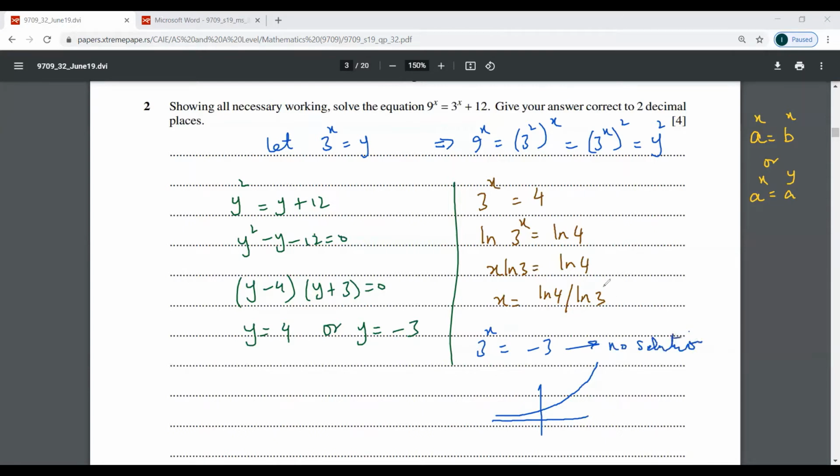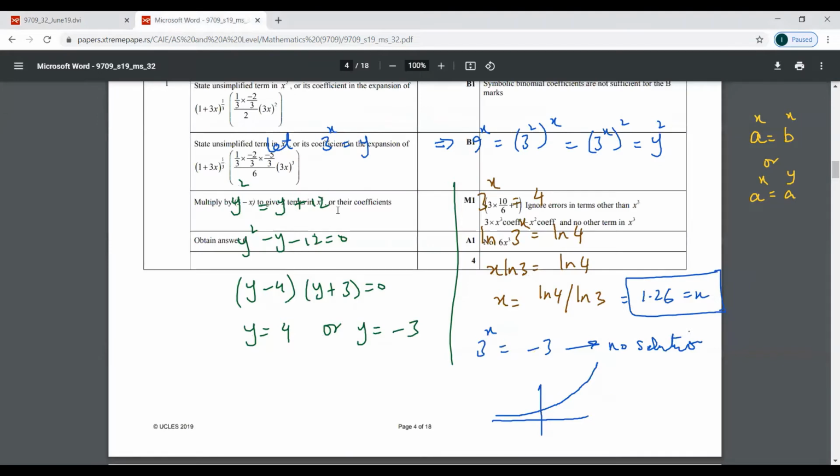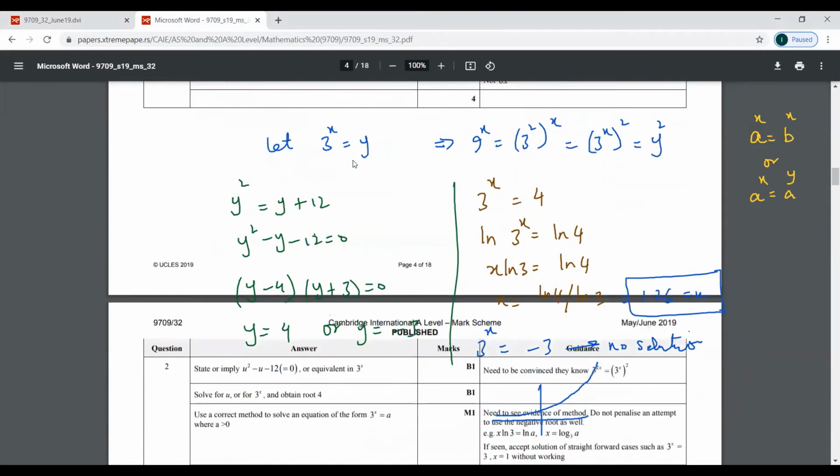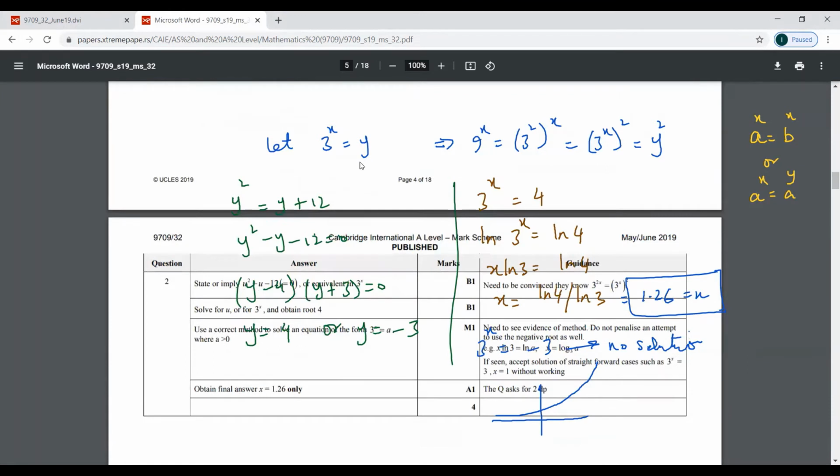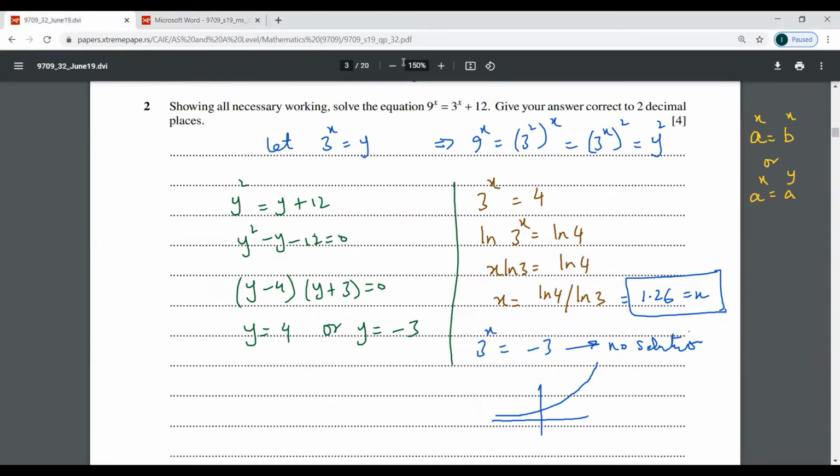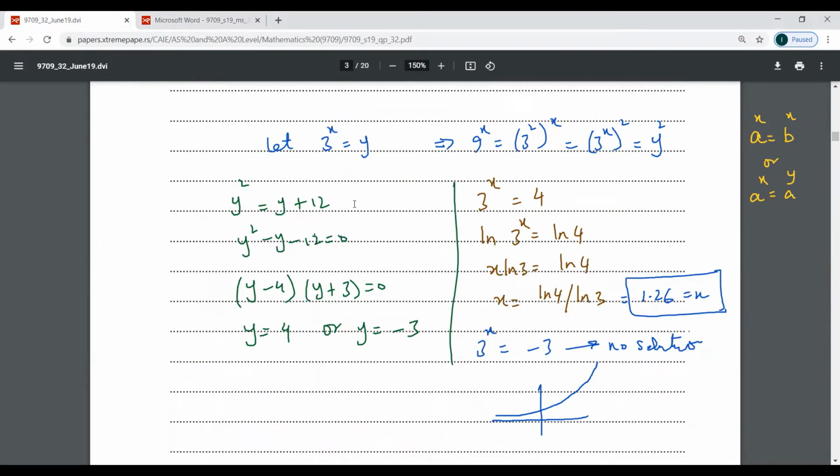So you only have one value. What is this ln 4 by ln 3? It is 1.26. So this is the only solution, x equal to 1.26. Let me quickly check the answer. Second question, it says 1.26 only, okay? So we move on to the third question then.